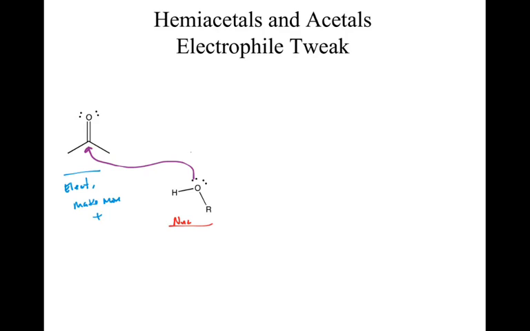Well, to make it more positive, I need that carbon to become more and more positive. The way I can do that is by adding an acid. The acid will react with the other electron source, our oxygen, and cause that to be protonated. What is the result? Well, the result is that we now have a positively charged oxygen.